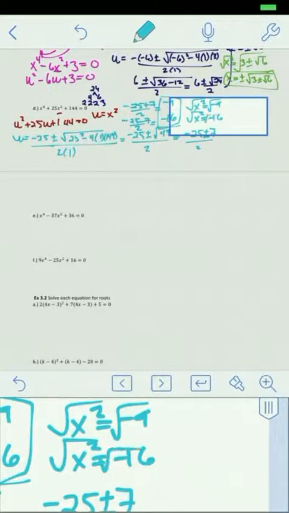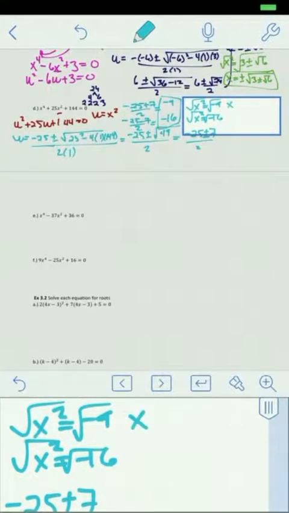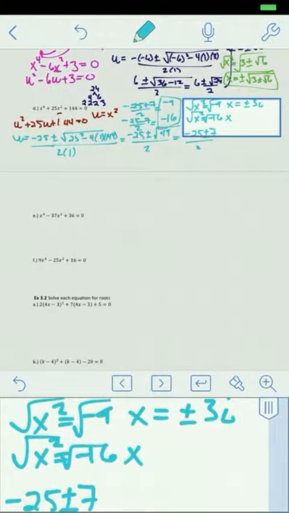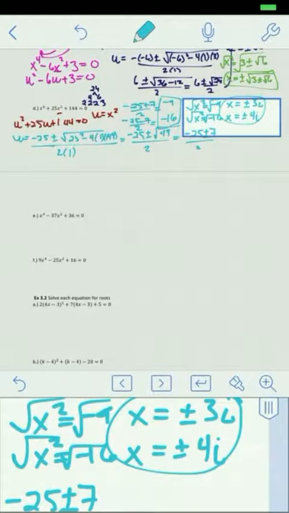Square root, square root, square root, square root. We get x is equal to the square root of negative 9. It's going to be plus or minus, right? And then that would be 3 times i. We see that from the complex section. We get x is equal to plus or minus 4i in the second one. And those would be our 2 final answers.